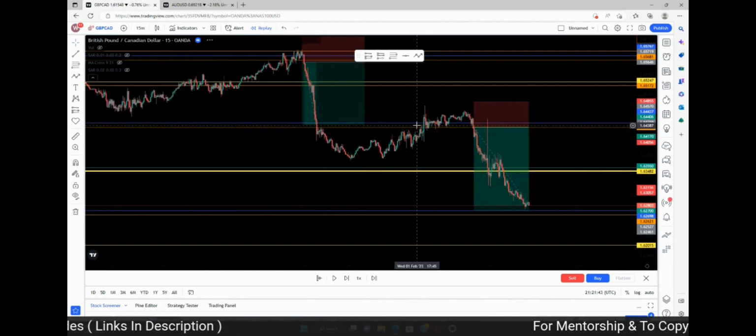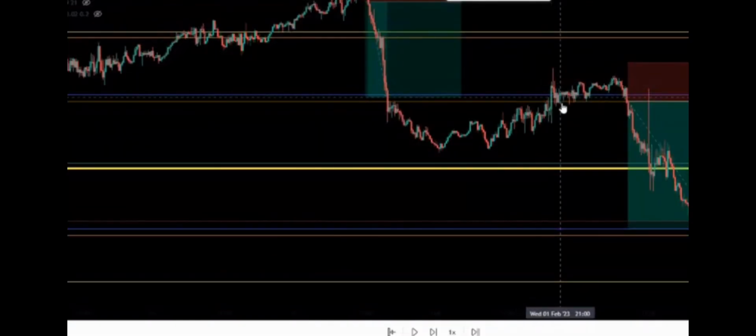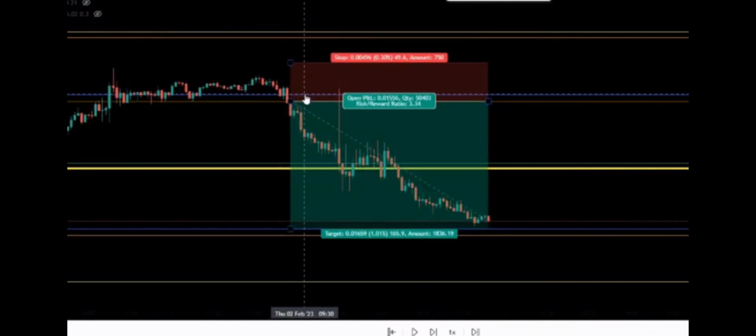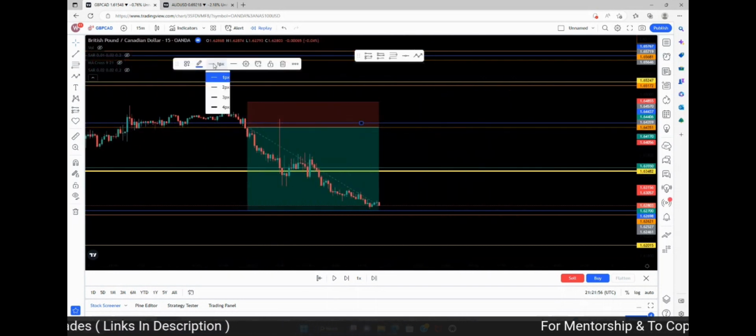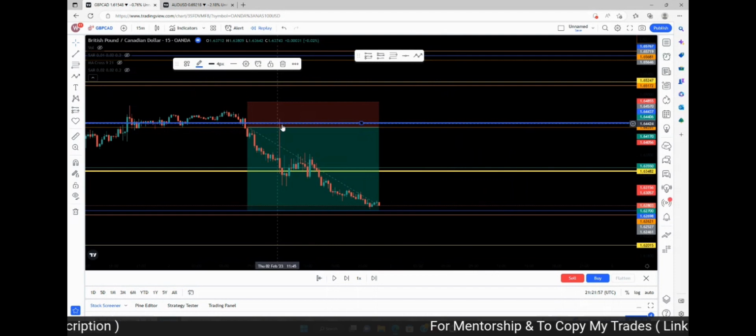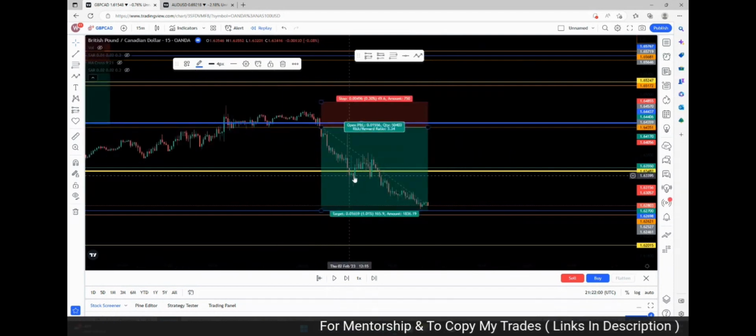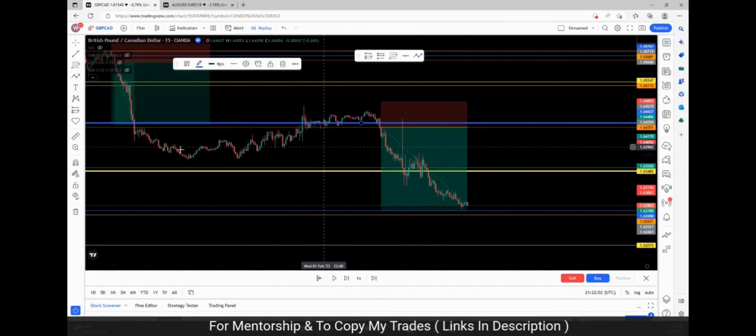Same thing with GBPCAD. You see here, it retested this level, failed to continue to respect this as a support level, broke underneath, started treating it as a resistance, did the retest, went for the drop. Even when the news happened, it wicked this daily level right here, and then what happened? Still treated as a resistance level, then dropped all the way back down and continued to tank.